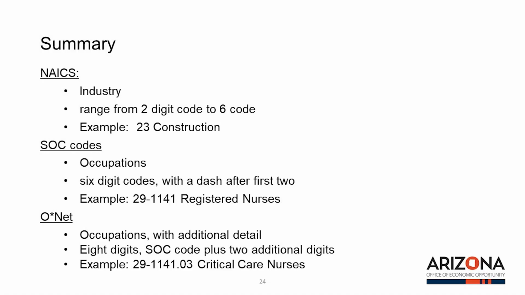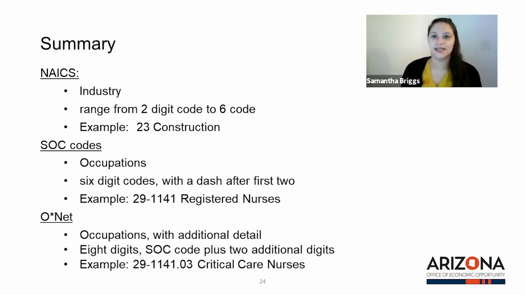Okay. So just a super brief recap, because some of these terms are going to come up again. NAICS codes have to do with industries and range from 2 to 6-digit codes, with 2 being the broadest and 6 being the most detailed. SOC codes have to do with occupations, and they are 6-digit codes. And O*NET codes are occupations, and they have just a little bit more detail. So they have those SOC codes, 6 digits plus 2 additional digits, something other than 00 if there is additional detail available. So let me go ahead and go into the presentation.